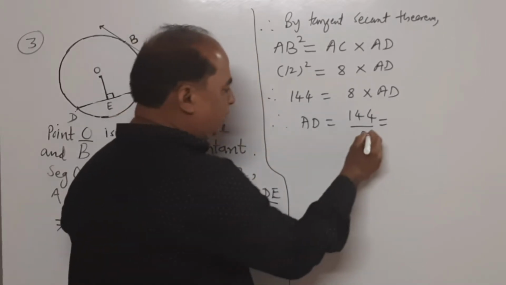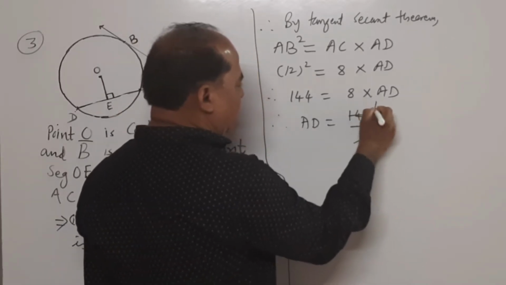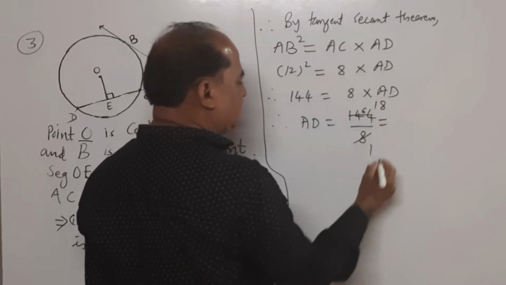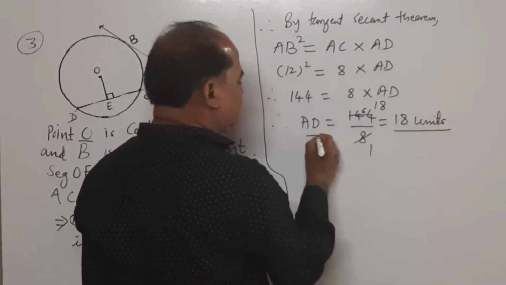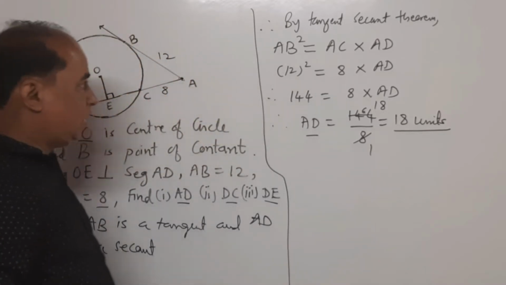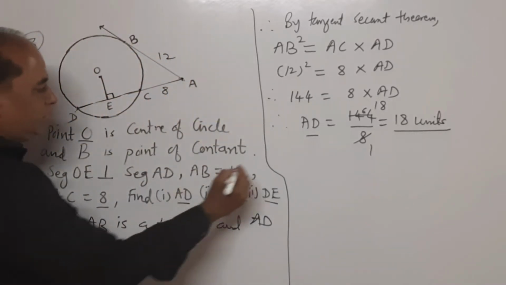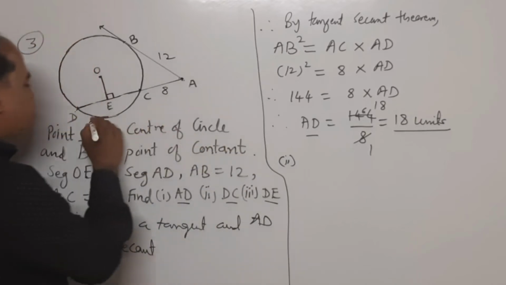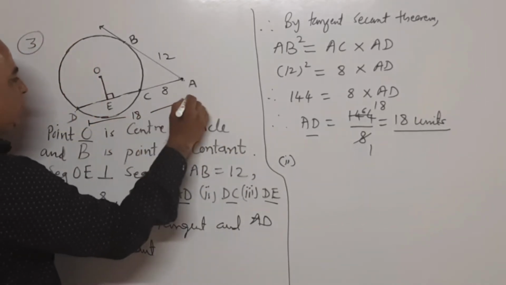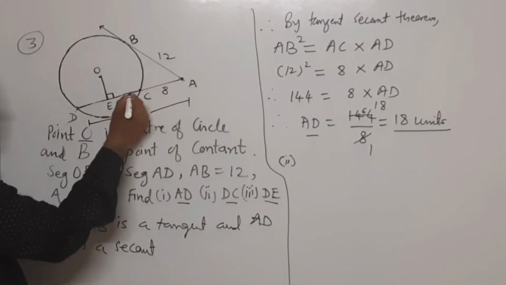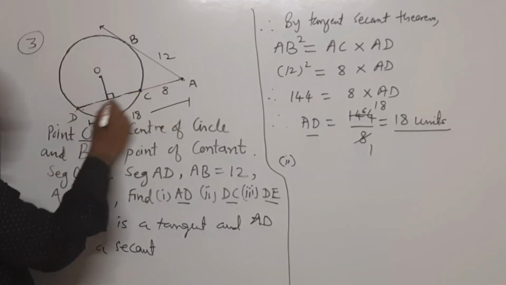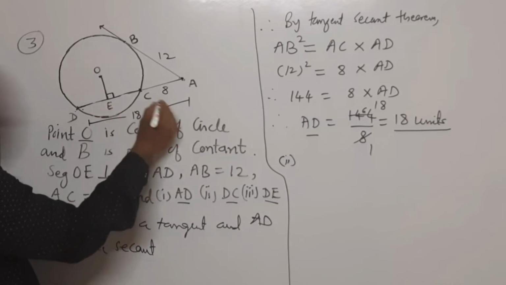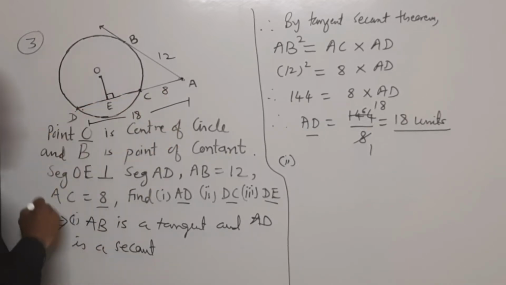Dividing 144 by 8, we get 18 units. So the length of AD is equal to 18 units. Now second, you have to find DC. Now AD is equal to AC plus CD. So here 18 minus 8 will give the DC.